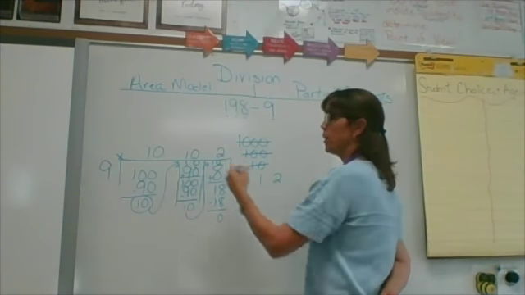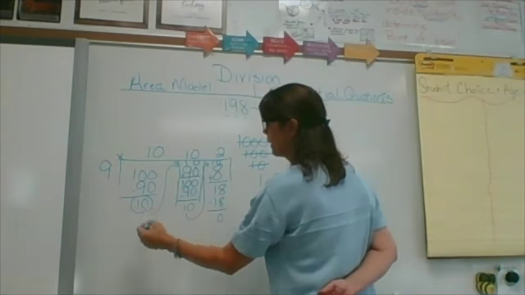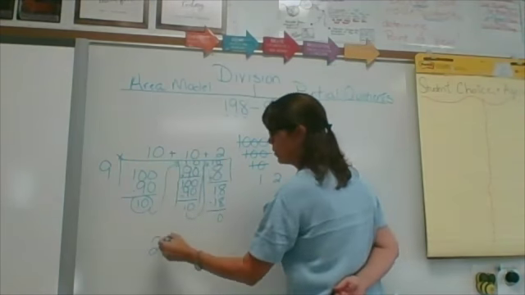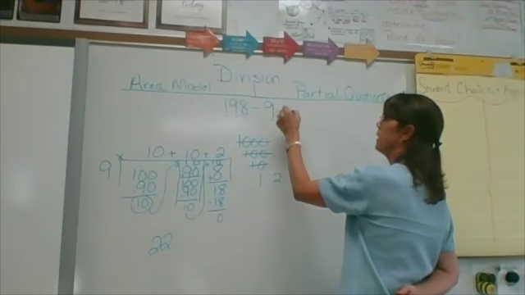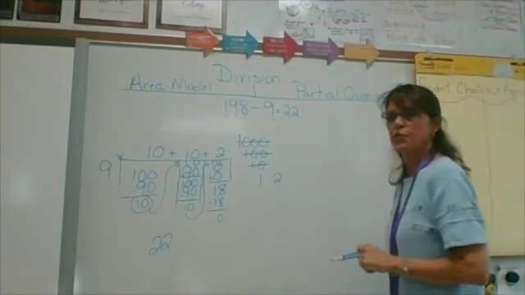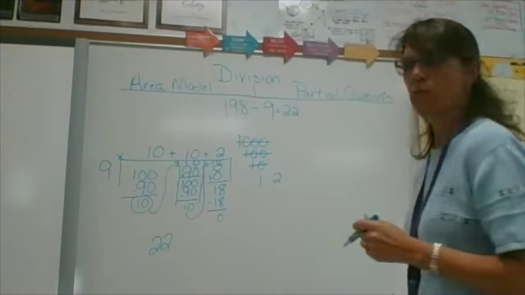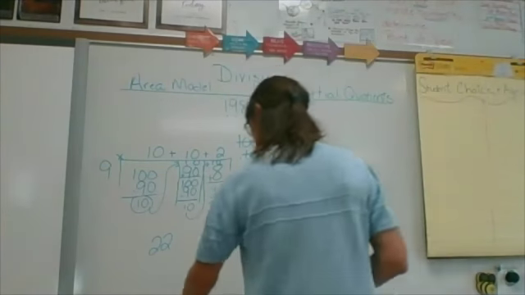So these are called partial quotients, and when we get to the end, we will add our partial quotients together. So 10 plus 10 plus 2 is 22. So 198 divided by 9 is 22. So that's one way. That's the first way, using area models. The second way is to use partial quotients, which I'll change colors here to separate it.